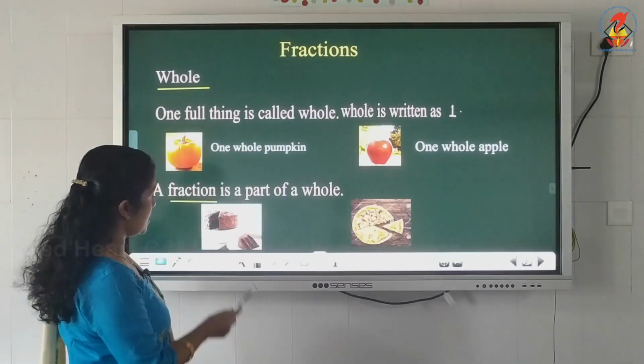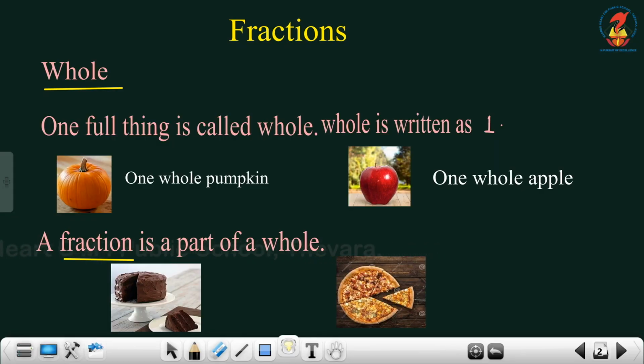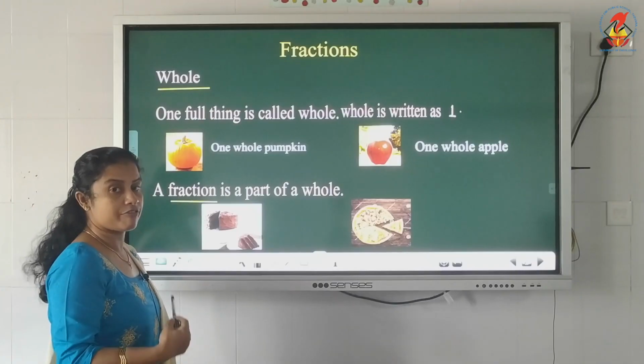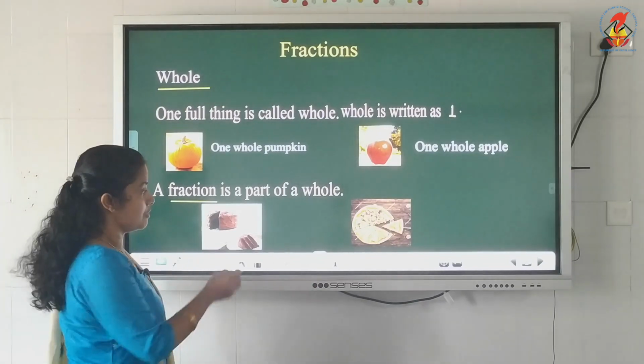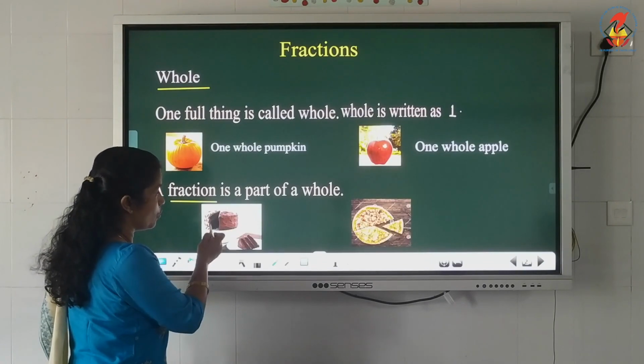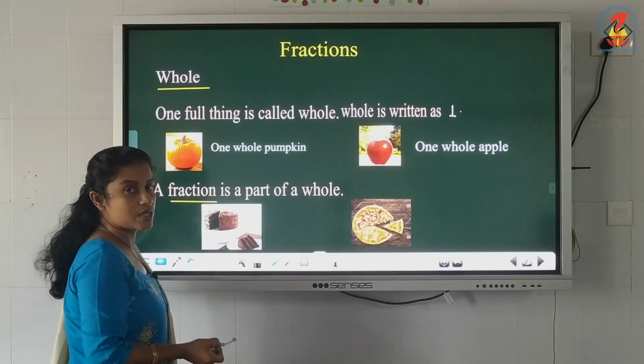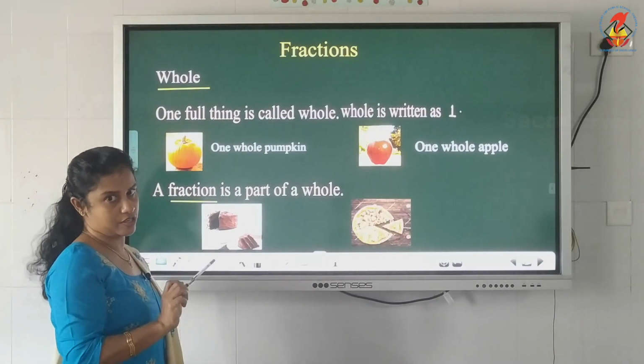Okay. Now children, here you can see a picture of a cake. From this cake one part was taken out. Can you see a part? A part was taken out. And that part is called a fraction. So what is a fraction? A fraction is a part of a whole. Understand? First there was a whole cake. From the whole cake a part was taken out. So that part is called the fraction.